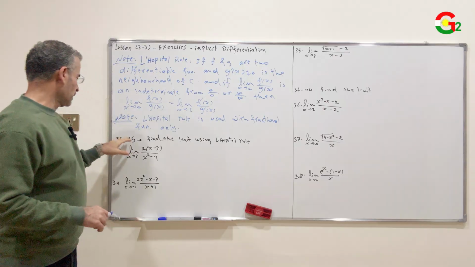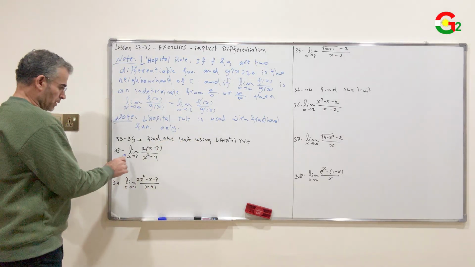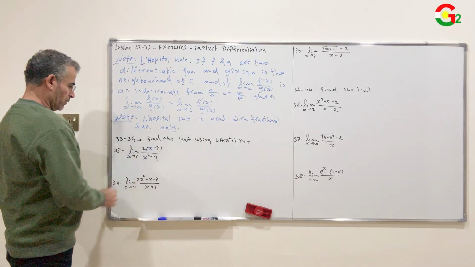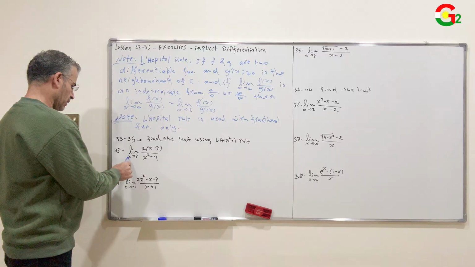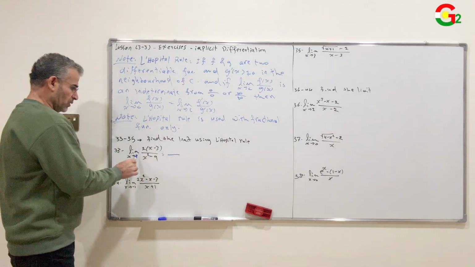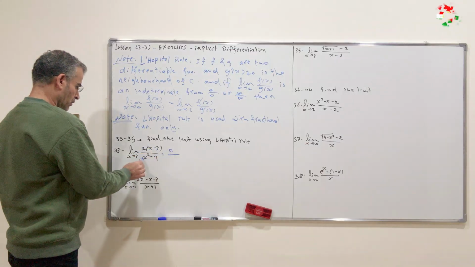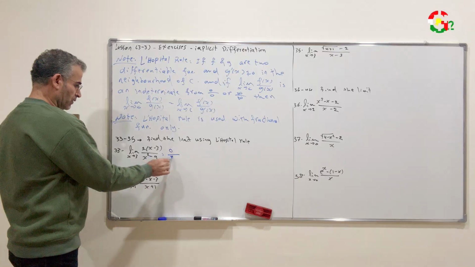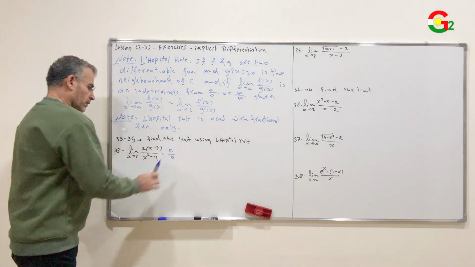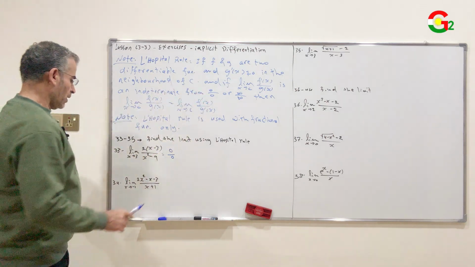Question number 33 to 35, find the limit using L'Hopital rule. Limit of 2 times x minus 3 over x power 2 minus 9 when x approaches 3. First, we substitute 3 directly. 3 minus 3, 0 times 2, 0, over 3 power 2, 9, minus 9, 0. Then the answer is 0 over 0. We can use L'Hopital rule.